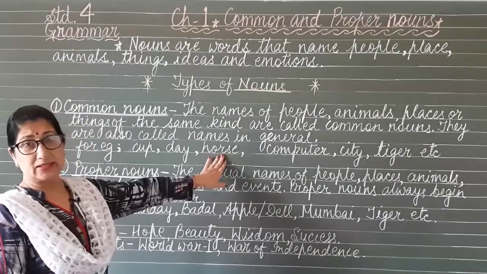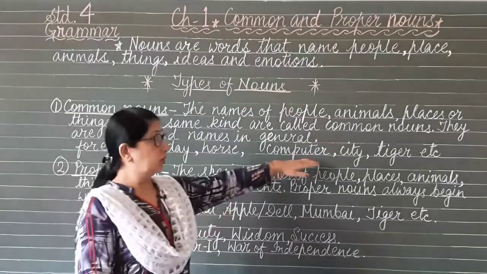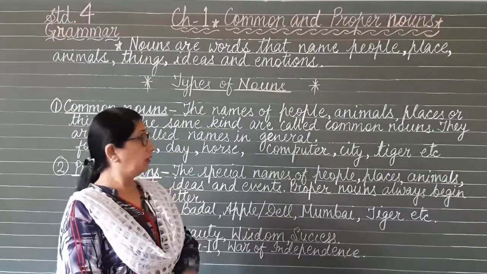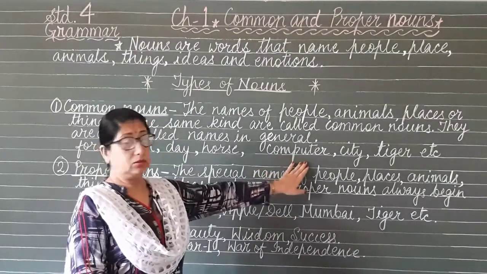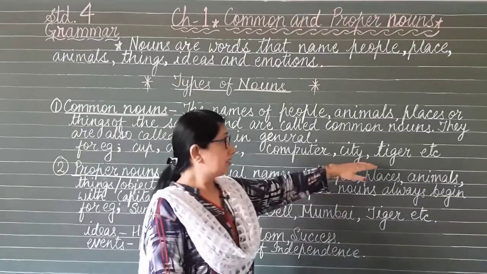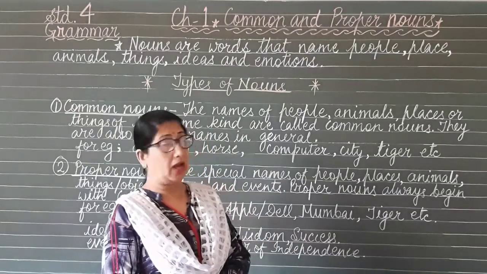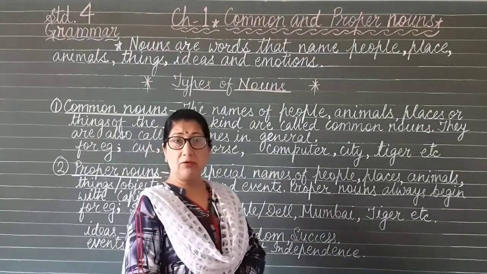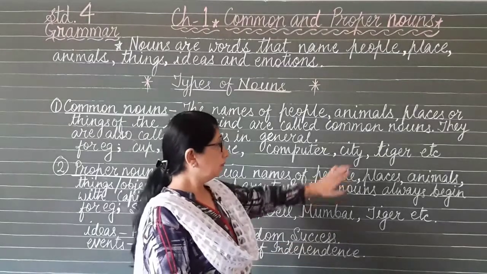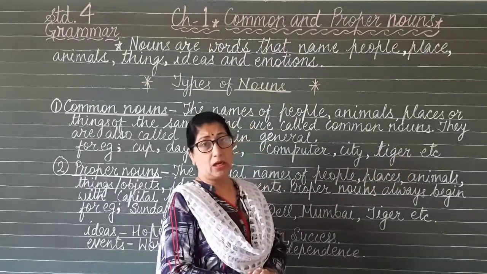Horse, as I already said, all horses are included in common nouns. Then computers, all computers are computers, they are of same kind. Features may be different, but they are of same kind. So they are included in common noun. Then city, names of cities, all cities are of same kind. But especially if we talk about a particular city, then it will be known as proper noun. Then tiger, as an animal, we can say it is a common noun.